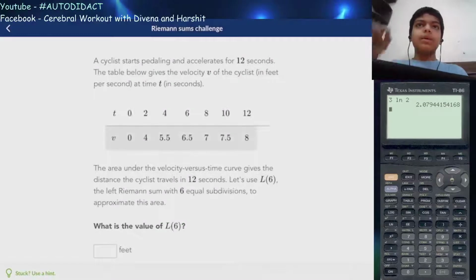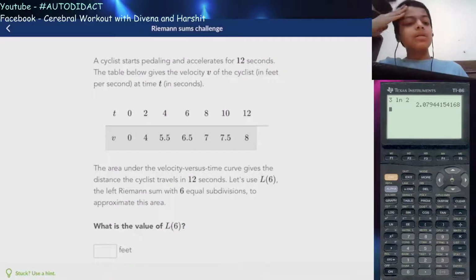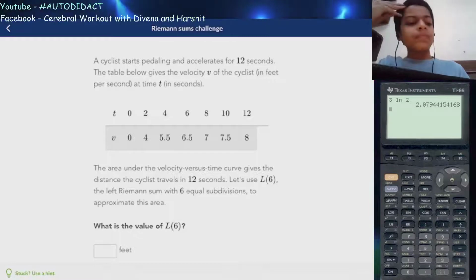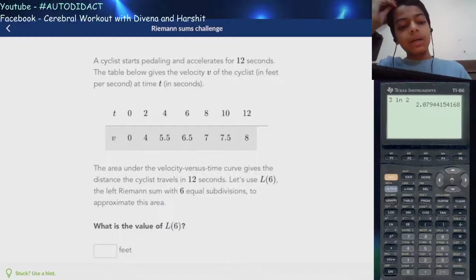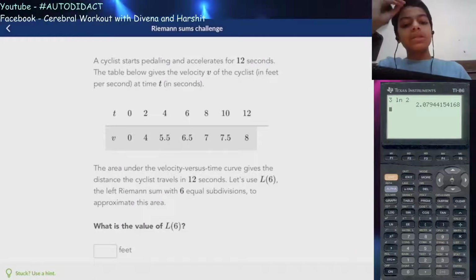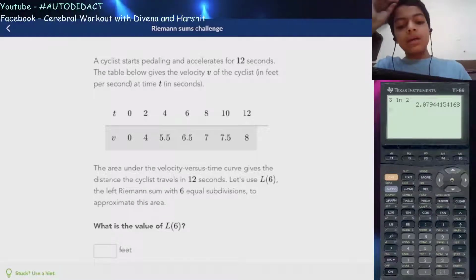Let's start the next one. A cyclist starts pedaling and accelerates for 12 seconds. The table below gives the velocity v of the cyclist in feet per second at time t in seconds. The area under the velocity versus time curve gives the distance the cyclist travels in 12 seconds. Let's use L of 6, the left Riemann sum with 6 equal subdivisions, to approximate this area.